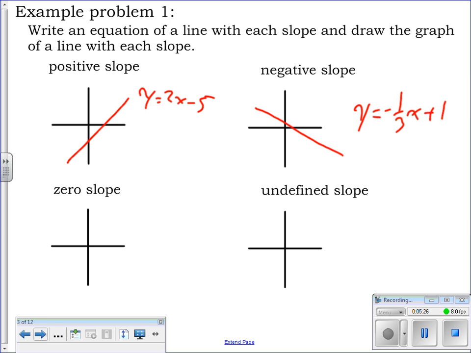A zero slope. Okay, a zero slope means the slope is zero, which means it does not go up or go down. It is flat.